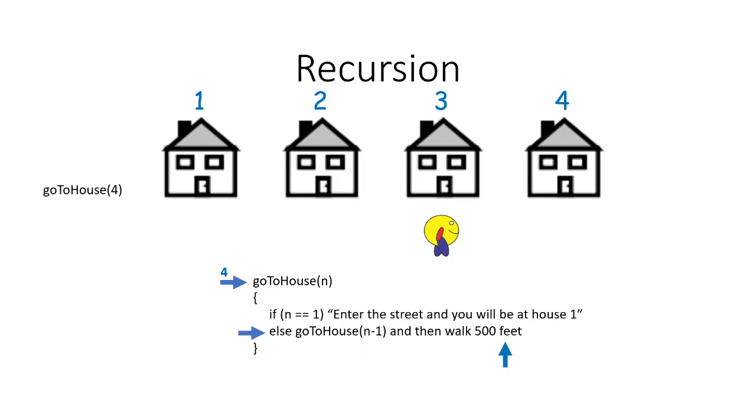And then we walk 500 feet. And there we are. Then we back out and we are complete. That is an example of how we would use recursion.